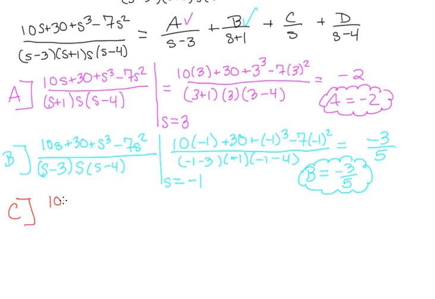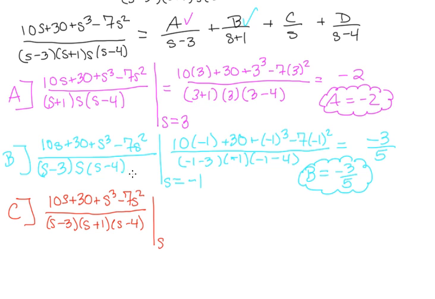Alright, so let's do C. So we're going to write this out. 10s plus 30 plus s to the third minus 7s squared over, well, what's the denominator of C? It's s, so now we have to cover up s. So we won't write s, so this term we're not going to write. So it would just be s minus 4. Now s equals 0.